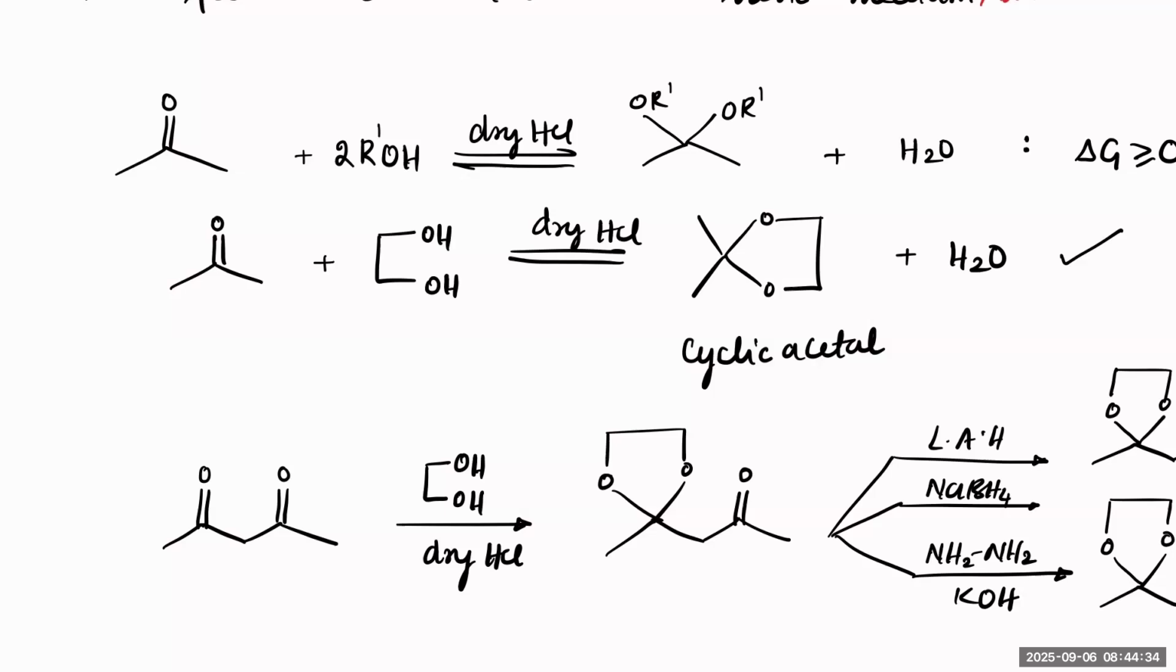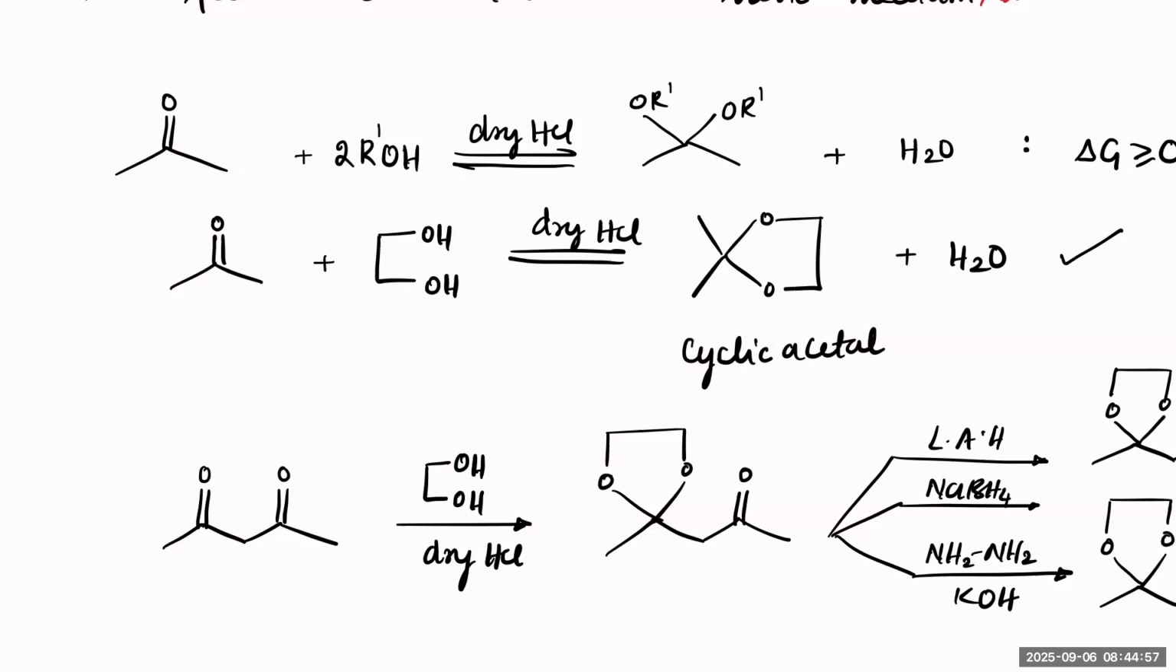But it is giving a cyclic structure. A cyclic structure is always a more stable form compared to open structures like this. That's why the reaction can start moving in the forward direction. So instead of taking 2 moles of alcohols, if you take glycol, then they can react with ketones and the reaction can proceed in the forward direction. Okay?